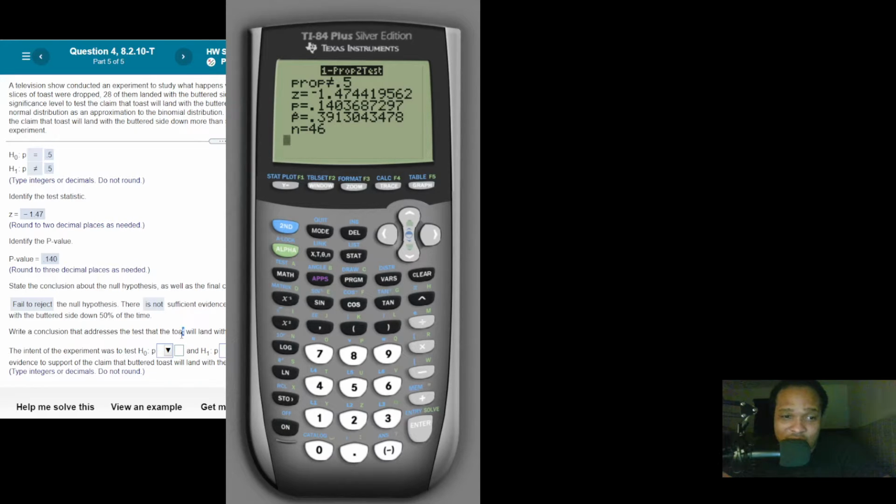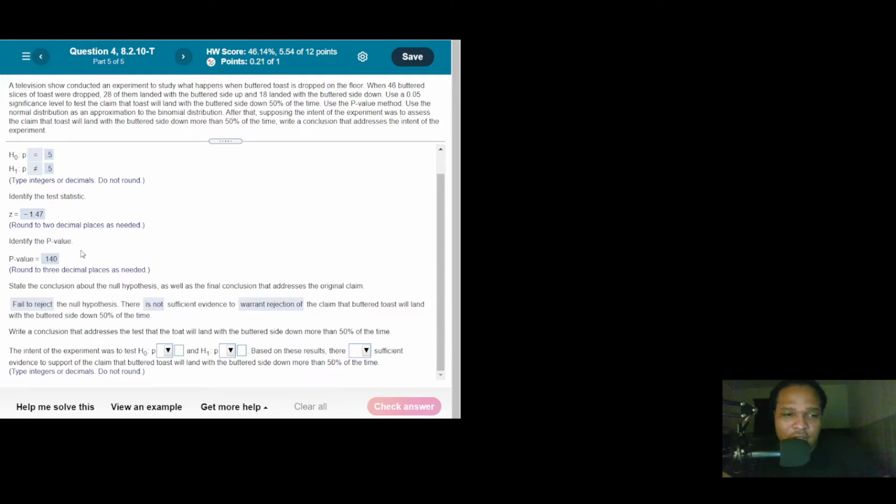A typo. This is the first time I've ever seen a typo in this program. Anyway, let you guys see that. Okay, so it says write a conclusion that addresses the test that the toast will land with the butter side down more than 50% of the time. It says more than 50% of the time.